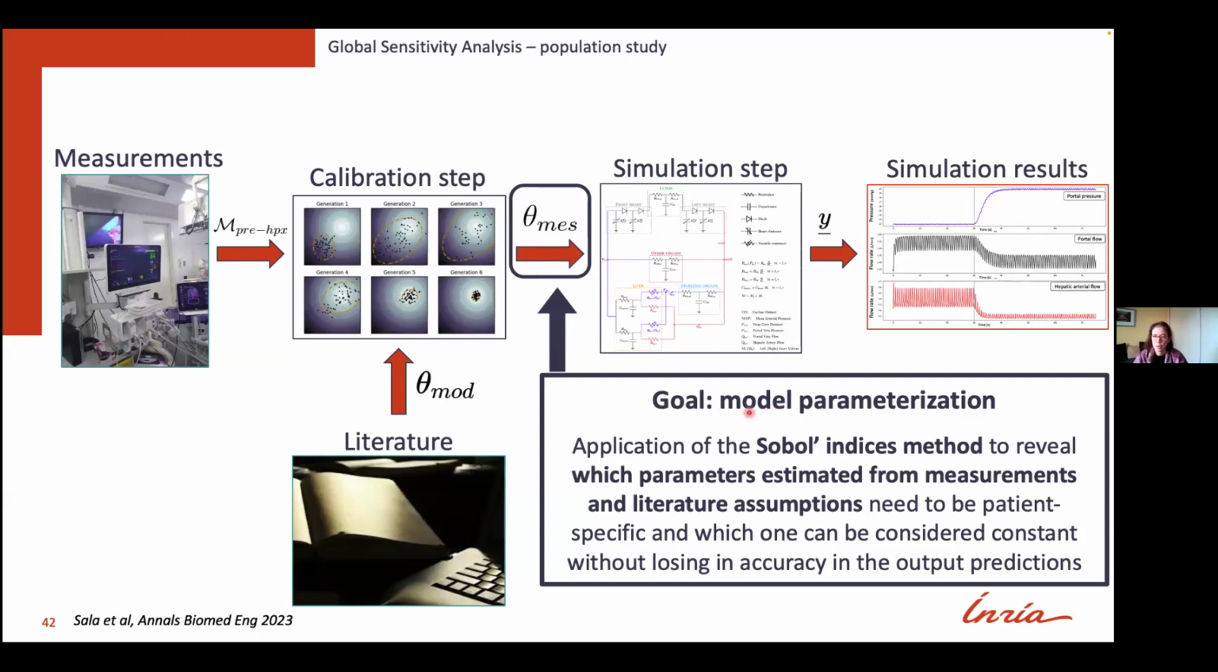Here we started to do a sensitivity analysis based on Sobol indices. This is a mathematical tool to reveal which parameters, among the ones estimated from measurements and literature assumptions, are the most impactful on the output. So which parameters can we consider more constant without losing any accuracy, and which ones do we really need to focus on?